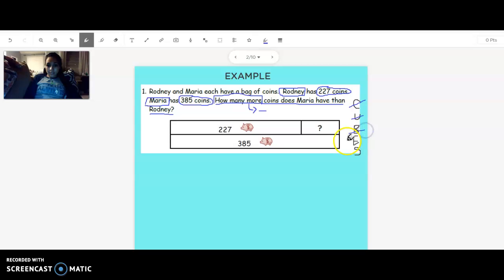All right, I did my B. E is to eliminate any extra information. I don't have any extra information, so I can cross that out. Now I'm at the S where I solve my problem. So if I look at my strip diagram, I am given the total. So I wrote T there. That is my total number.